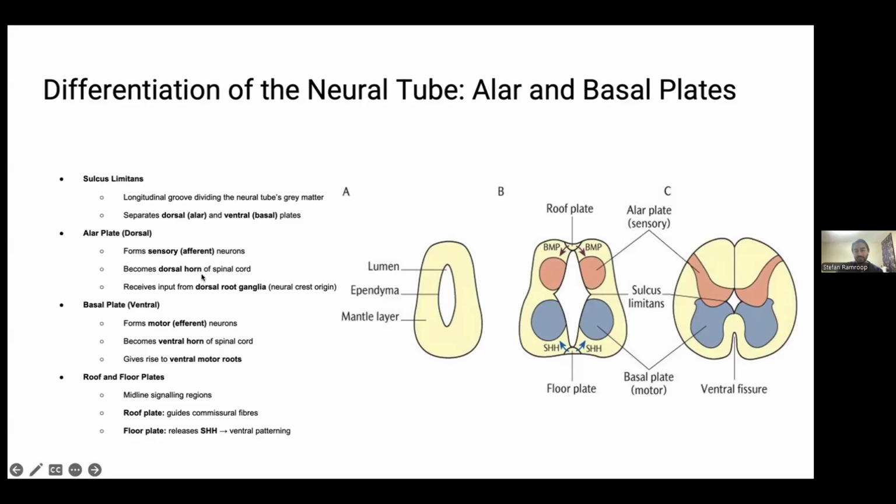And then the basal plate forms motor neurons, and their axons extend outward as ventral motor roots, which eventually join with the sensory fibers to form your mixed spinal nerves. The midline structures, the roof plate dorsally and the floor plate ventrally, will act as signaling hubs, with the floor plate releasing sonic hedgehog signaling protein, while the roof plate influences commissural axons as they cross the midline. And by around week 6, this organization is fully established of dorsal sensory and ventral motor.